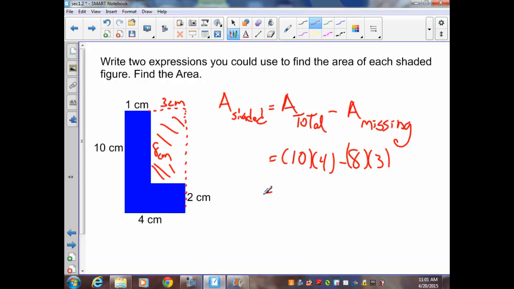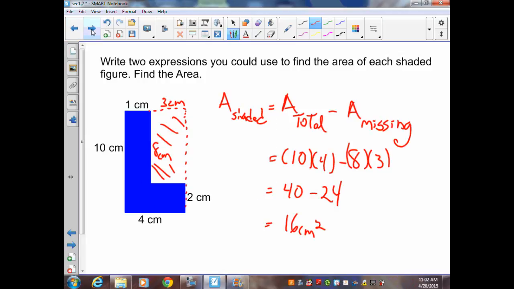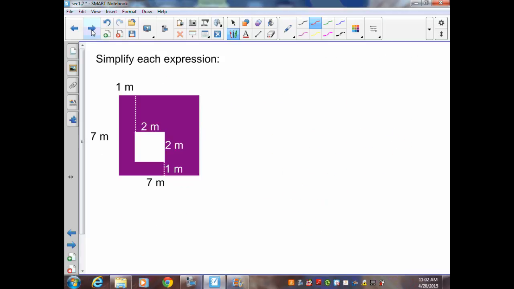And when I figure this out, this is going to be 40. 10 times 4 is 40, minus 8 times 3 is 24. And 40 minus 24 is going to give me 16 centimeters squared. And if I go back and look, again, I get the exact same value. And I should, since it's the area of the same figure. Let's continue on to the next page.